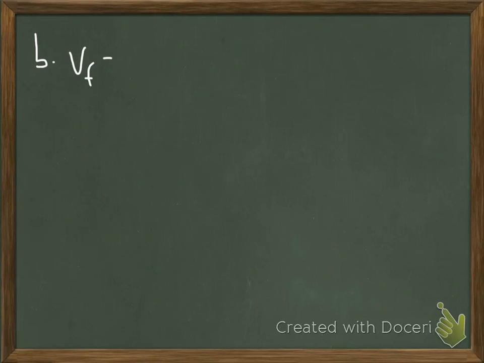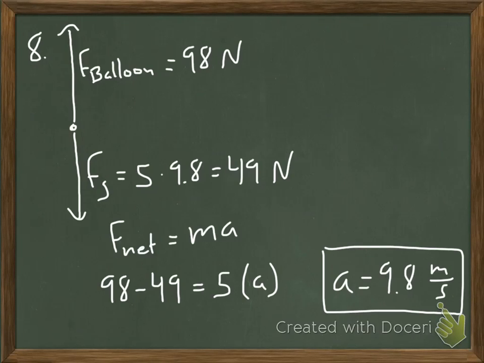Let me just stop there one more time. I want to clarify this. When you have multiple forces acting on a system, you need to determine the net force, the total force, and then set that equal to the mass times acceleration of the whole system. So I added up my individual forces, and when I add them together, I get 98 minus 49. Now I can set that equal to the mass times acceleration of the system.